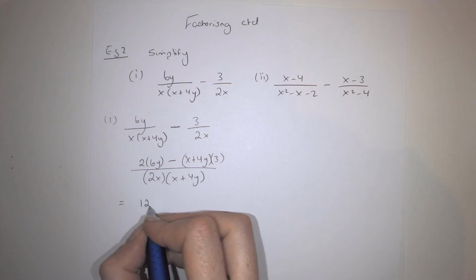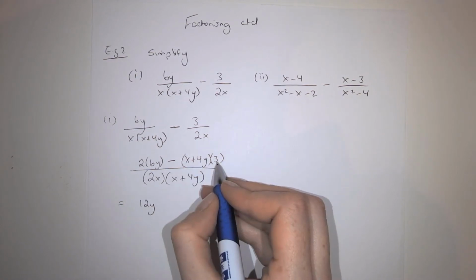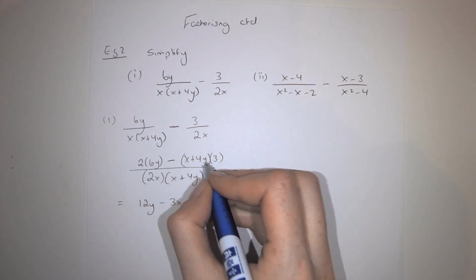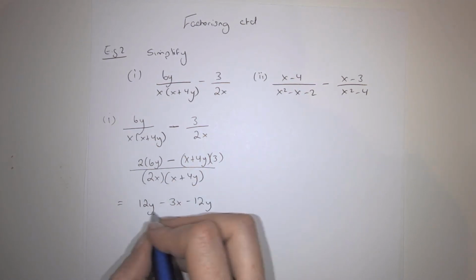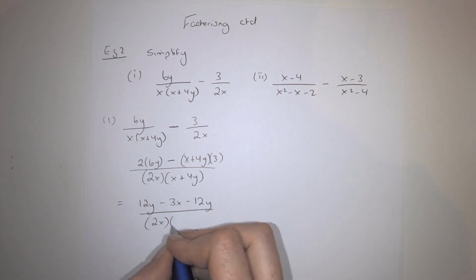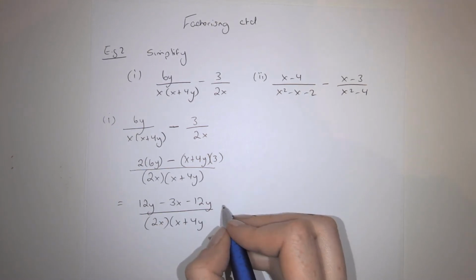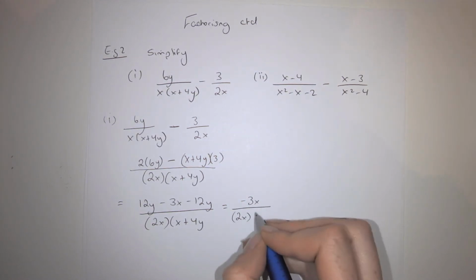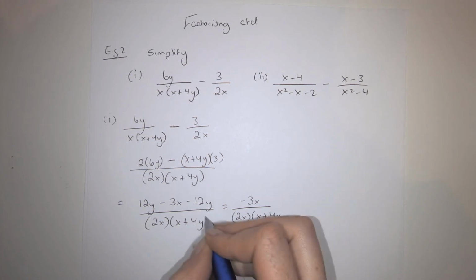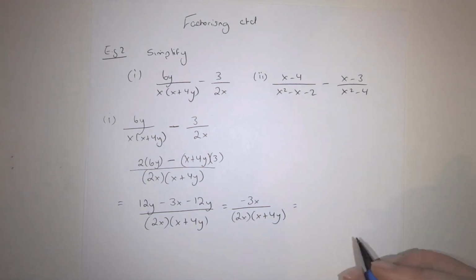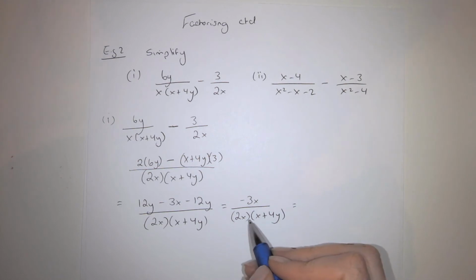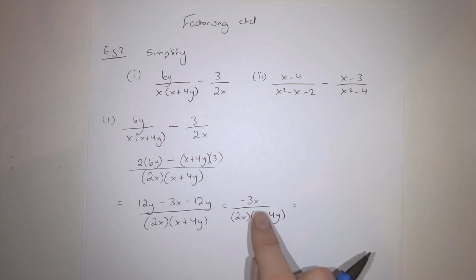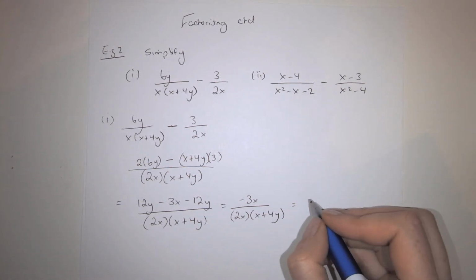So that's 12y, minus 3 by x is minus 3x, and minus 3 by 4y is minus 12y, over 2x(x + 4y). So then we're left with just minus 3x on top over 2x(x + 4y). And then we've got an x here and an x here. So that x goes into all of the top line, and we're just left with a minus 3 on top.